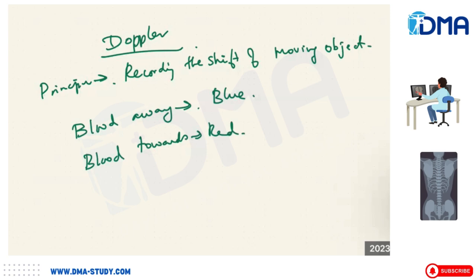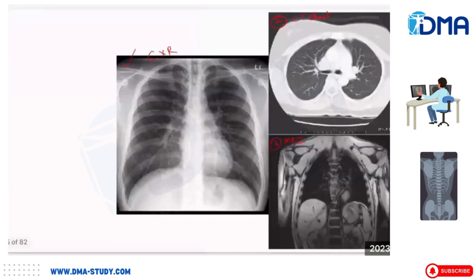We'll go into the practical part. Okay, tell me what this is. This is a normal chest X-ray. What is this one? This is a CT scan and this is an MRI. Okay. This is how an X-ray, MRI and a CT will look.